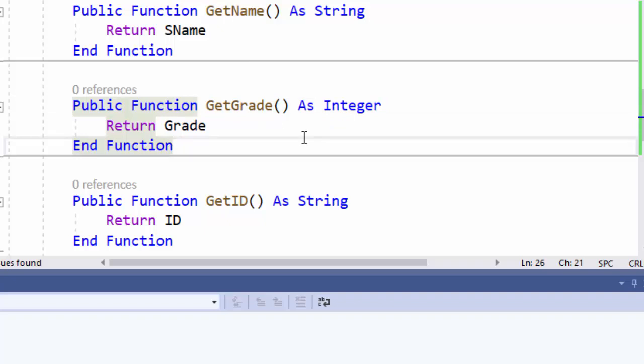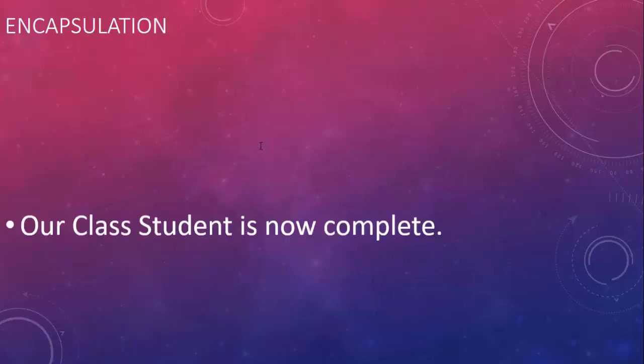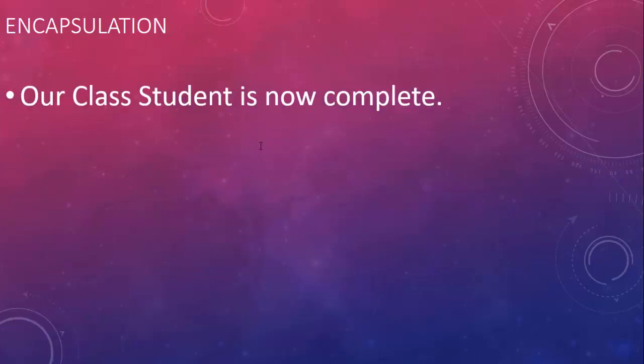So now that we've done that, we can talk about our class being complete and a term that goes along with that you'll definitely hear in object-oriented programming. Let's flip back over so we can understand just a little bit more. Okay, so we've written our get methods. So now let's talk about the term. Now that our class is complete, we call that encapsulation. So our class student is complete.